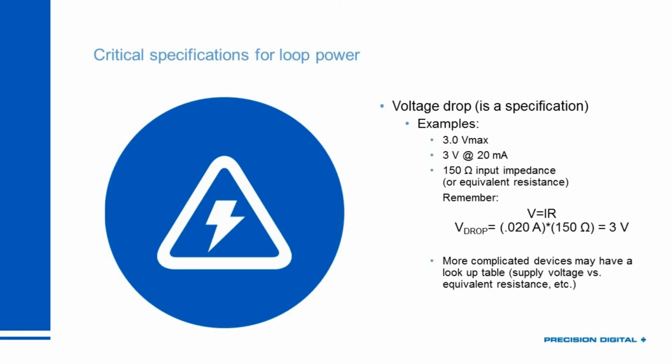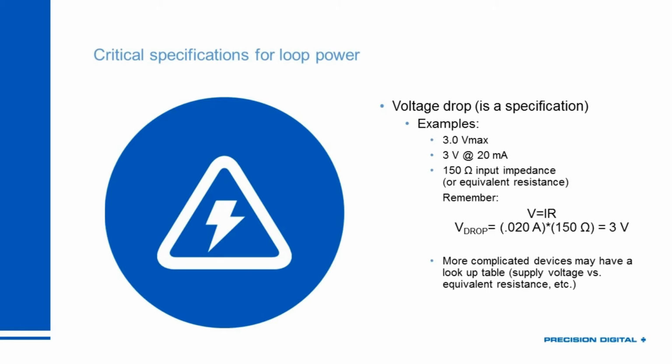Voltage drop is a specification, and you're going to see it listed in some form or another on the product data sheets and maybe discussed inside the user's guides. It could appear in a couple of different ways. You could see 3.0 volts max, or 3 volts at 20 milliamps, or 150 ohm input impedance or 150 ohm equivalent resistance. A 3 volt max is fairly self-explanatory. It's telling you that at most you're going to lose 3 volts from your loop.